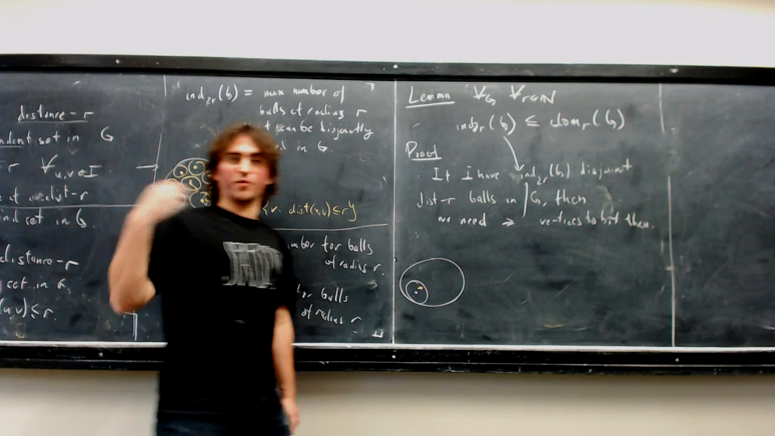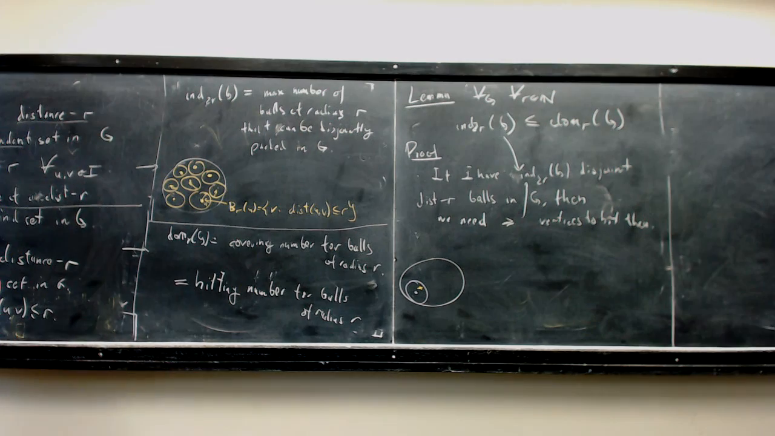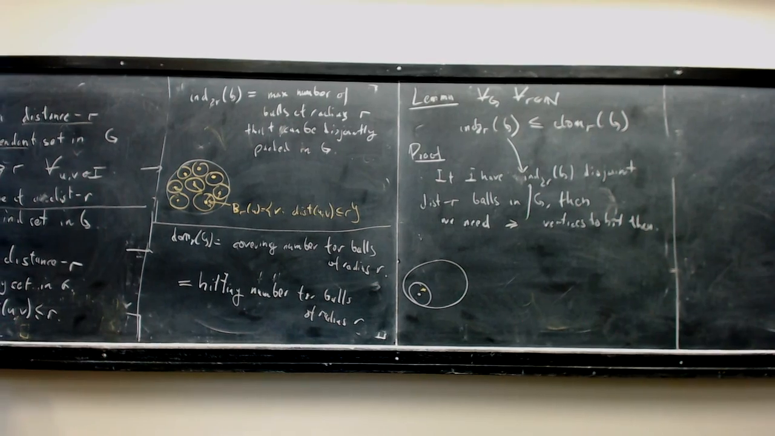Right? Because they are disjoint, when taking any vertex of the independent set, I hit at most one of those balls. Yes? And I need to hit all of them. Yes? The hitting number is always at least the packing number.